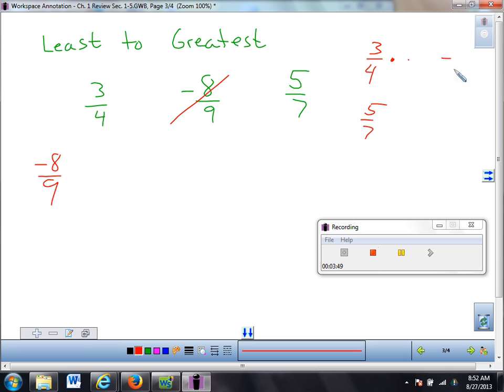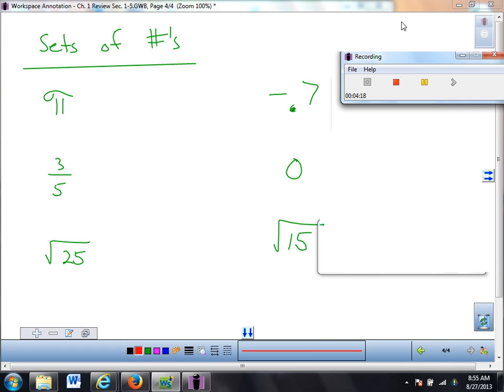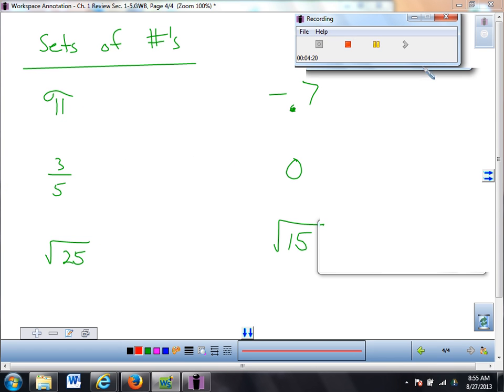So if I want this to have a denominator of 28, I would have to multiply it by 7 over 7. Get 21/28. If I want this to have a denominator of 28 so I can compare them, I'd have to multiply it by 4 over 4, and I get 20/28. Well, which one is smaller? Well, the 20/28, which is the 5/7, so 5/7 is going to come next, followed by the greatest, 3/4.